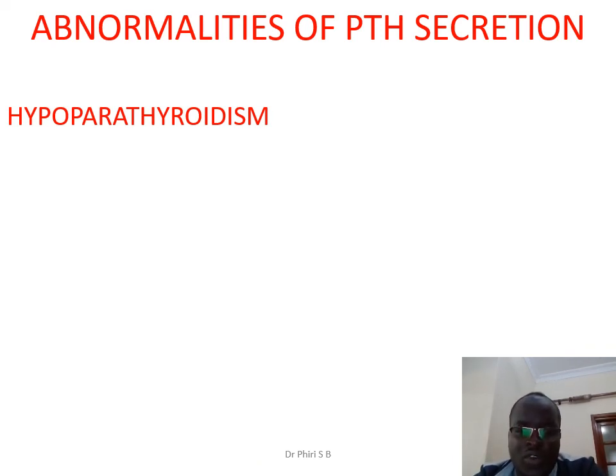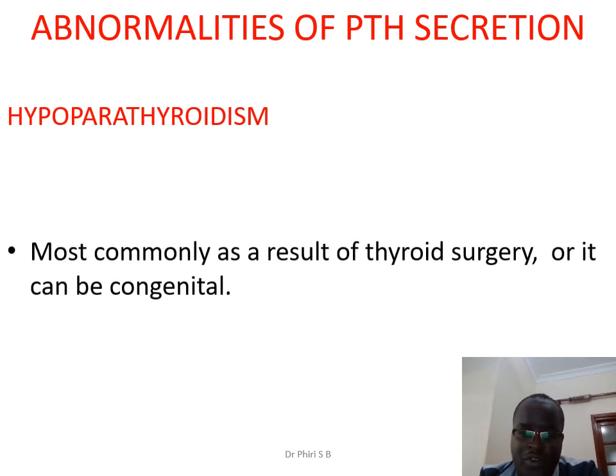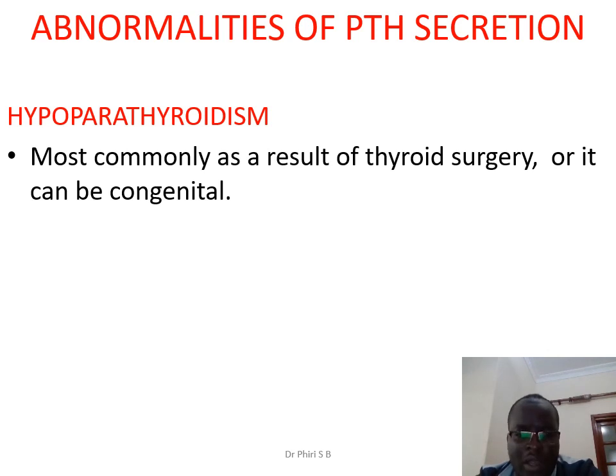The opposite is called hypoparathyroidism. Hypo means the parathyroid gland, the chief cells, are producing less parathyroid hormone, or maybe the stimulus is not strong enough to stimulate those cells to produce a lot of parathyroid hormone. Most commonly it is a result of thyroid surgery, or it can be congenital. So you are born with this condition, or sometimes it is due to thyroid surgery.